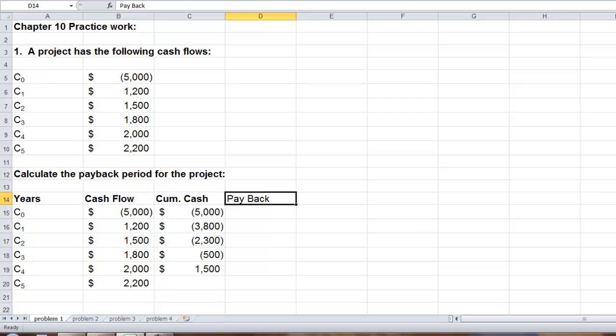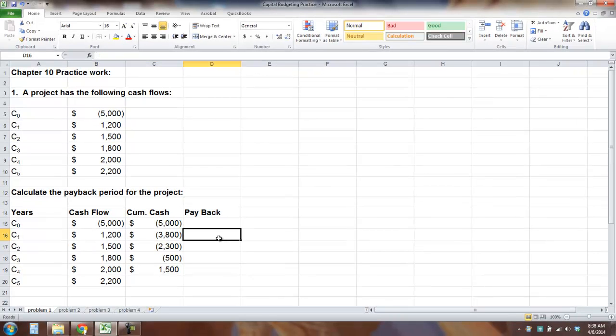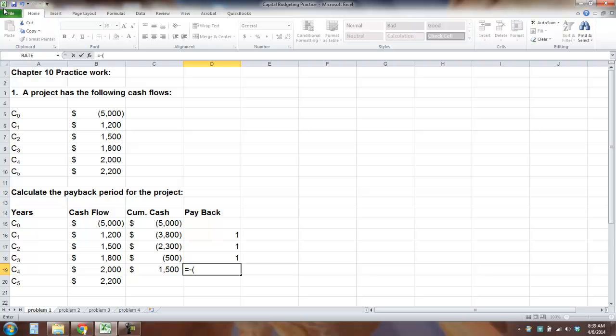So payback. I'm going to calculate this. We do nothing for year zero because that's not actually a year. For every year that has a negative ending balance, we're going to put a 1 here. So that has a negative ending balance, negative ending balance, negative ending balance. That means 3 years have gone by. Now, we need to figure out what percentage is 500. And I'm going to put a negative sign because I don't want a negative number here. Divided by the $2,000. So 25%, or a quarter of a year.